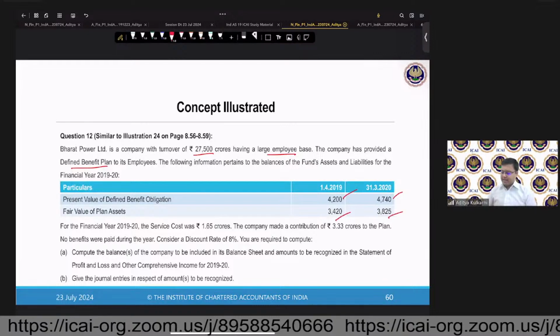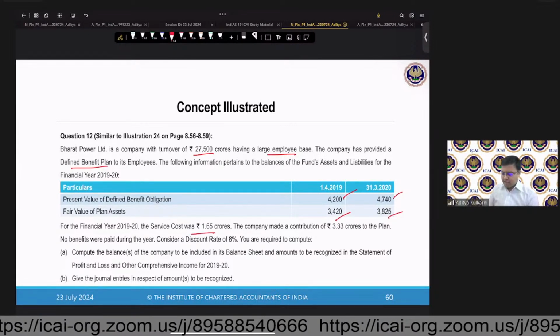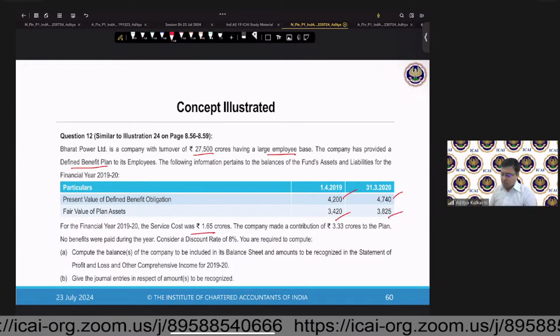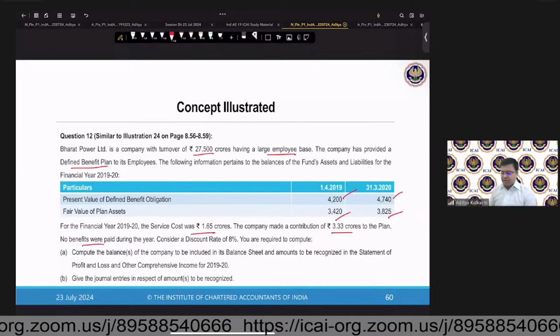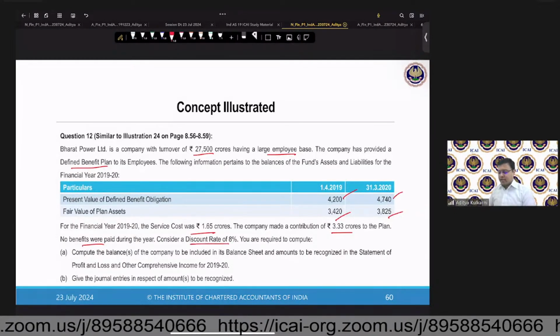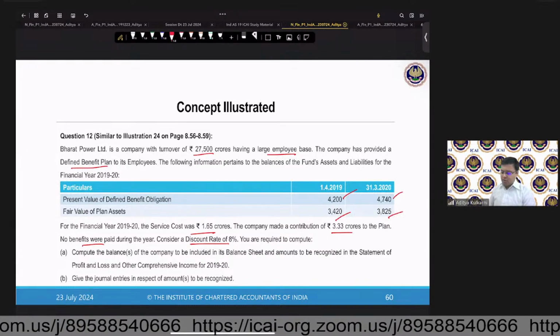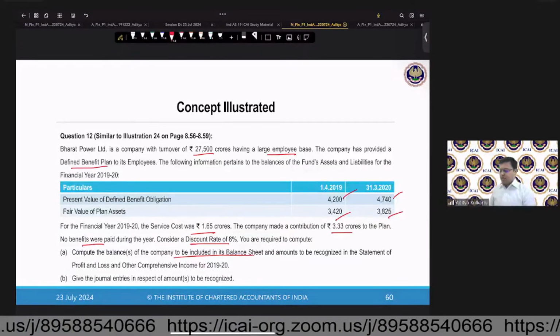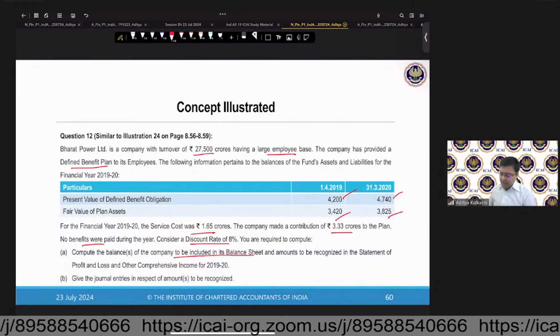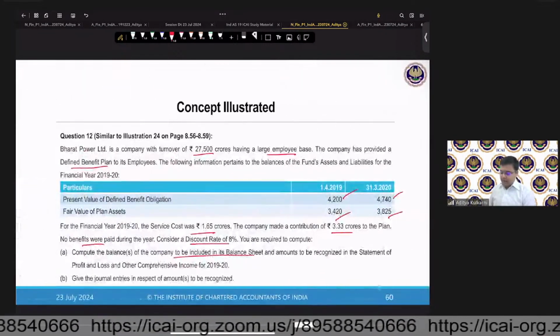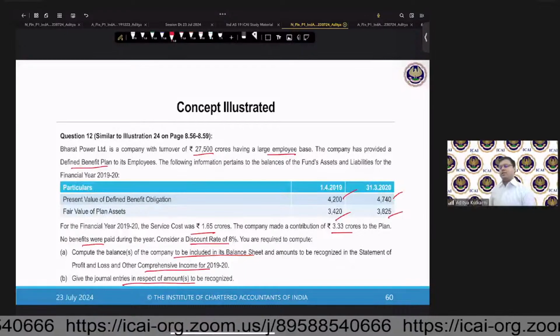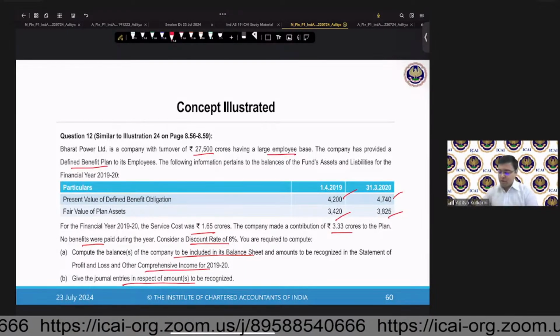You have the plan assets opening and closing. Service cost 1.65 crores. Contribution of 3.33 crores to the plan. No benefits were paid. Consider discounting rate of 8%. Compute the balances of the company to be included in its balance sheet and amounts to be recognized in the statement of profit and loss and other comprehensive income. Give the journal entries. Very simple.